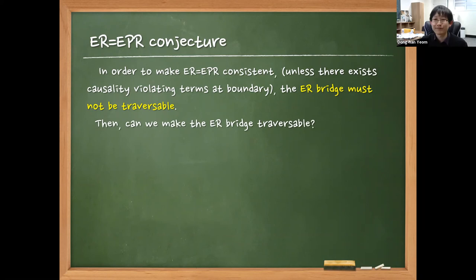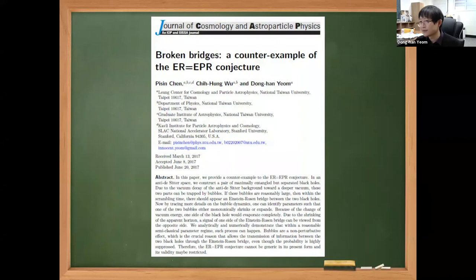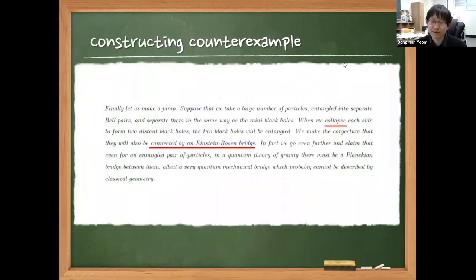So this is the paper, from several years ago. The title was Broken Bridges: the ER bridge can be broken, and then what happens? This was a project of myself and my colleagues. Let me very briefly explain the mechanism of how to construct the counterexample to the ER=EPR conjecture.